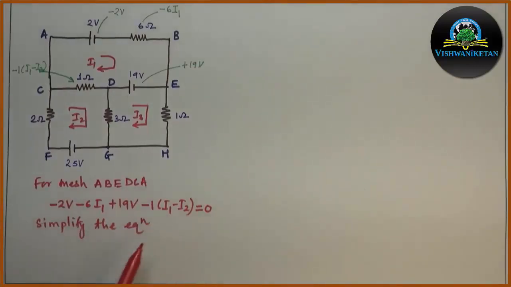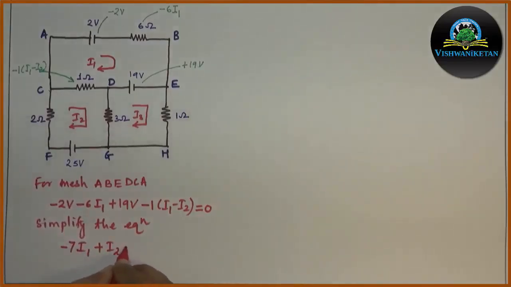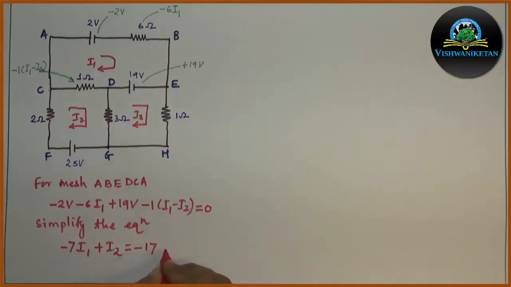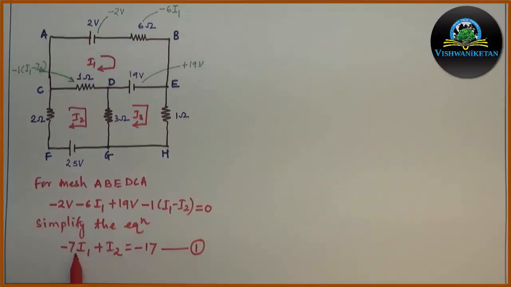Now simplifying the above equation, we will get minus 6 I1 minus 1 I1, that is minus 7 I1, plus I2 is equal to minus 17. This is my equation number 1. So I got one equation as minus 7 I1 plus I2 is equal to minus 17.